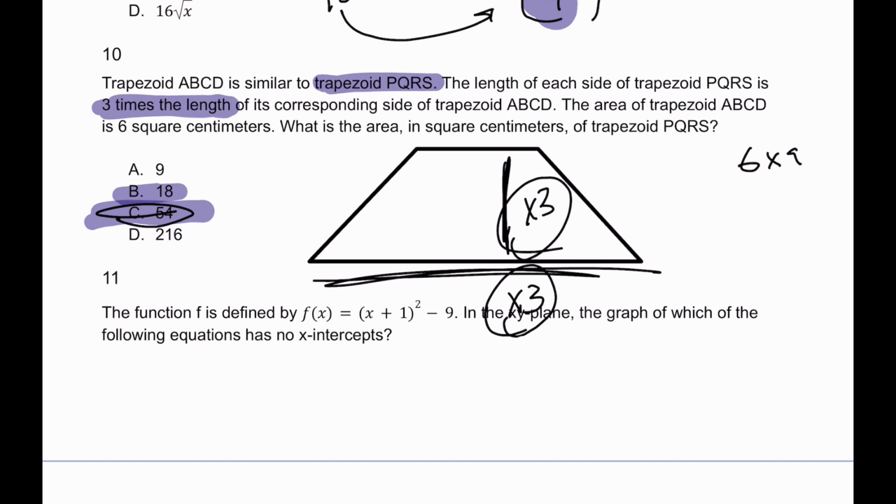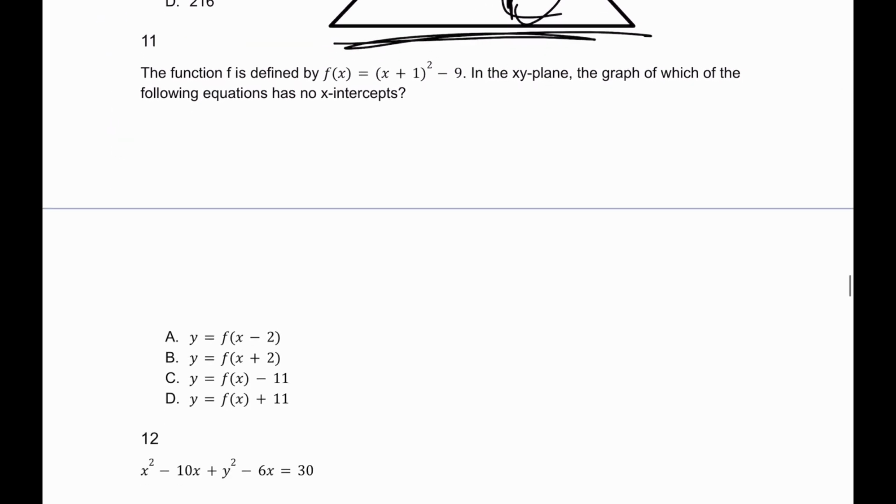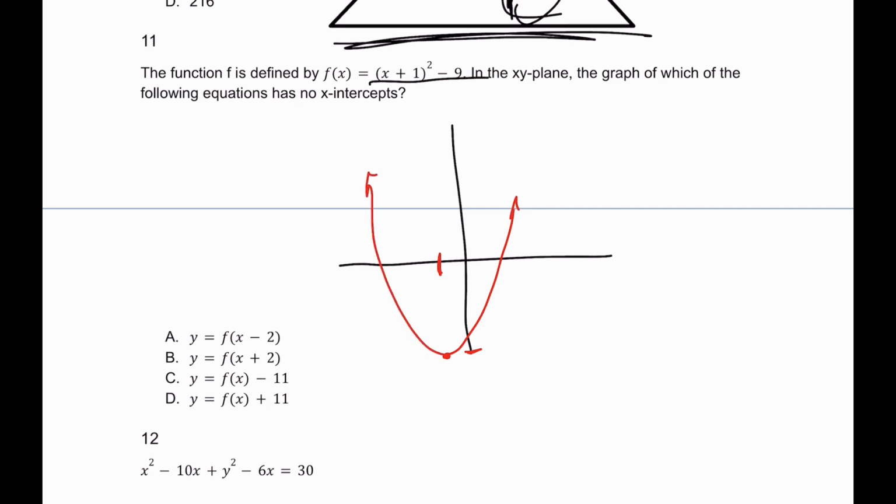Let's keep going. What about number 11? Number 11 is right below. What does it want? It says the function is defined by this. That's a parabola in vertex form. Really, that is 1 left and down 9, so maybe something like this. It says, which of the following has no x-intercepts? Well, yeah, it's going to be D. Why? Because, yeah, if I shift this function up 11 units, I'll be up here. I'll be up here. And yes, I won't be hitting the x-axis at all.